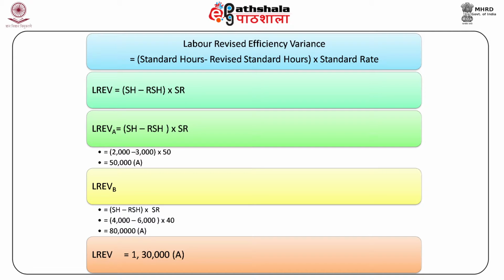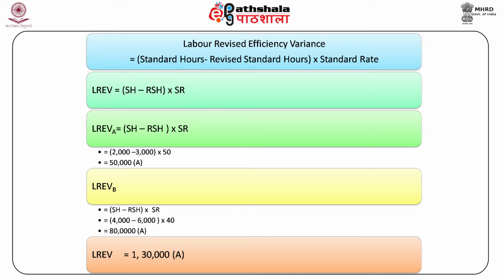LREVA is equal to SH minus RSH into SR. Putting the figures into the formula, it comes to 2000 minus 3000 into 50 is equal to 50,000, which is adverse. LREVB is SH minus RSH into SR. Putting the figures in the formula, it is 4000 minus 6000 into 40, that is 8 lakhs, that is adverse.